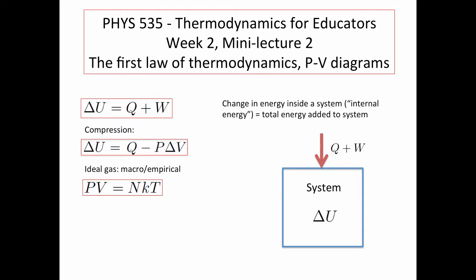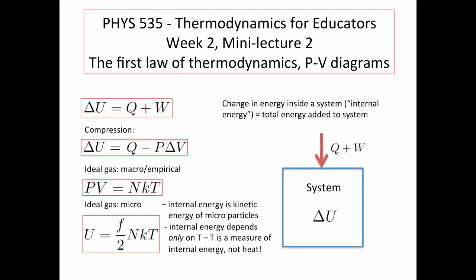Now we know from experiment the ideal gas equation, PV equals NkT. This is a macroscopic law. It's something that we figured out by looking at the behavior of gases at our level. But if we go down to the micro level and look at the atoms and molecules, we find that the total internal energy is equal to f over 2 times NkT, where f is the number of degrees of freedom, which at lower temperatures is equal to 3. And as I emphasized in the first lecture, it is very important to remember that the internal energy depends only on temperature. Temperature is a measure of internal energy and not heat.